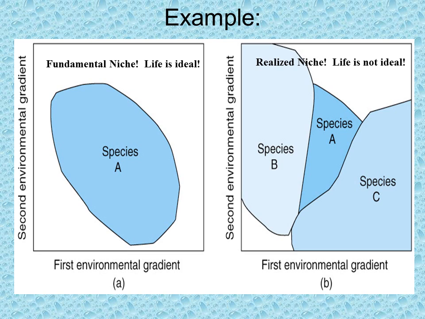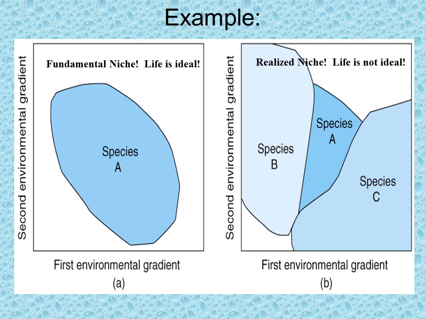But if you look at B, this is the realized niche. And life is not ideal in this niche. So you can see species A is now in competition with species B and C, and their slice of the pie has gotten a lot smaller. That's the realized niche, where life is essentially not ideal.